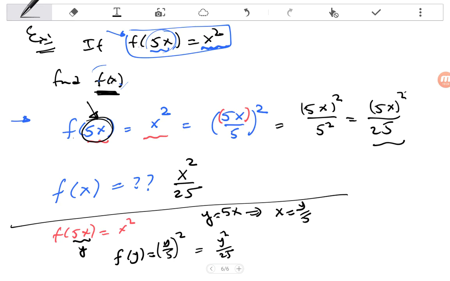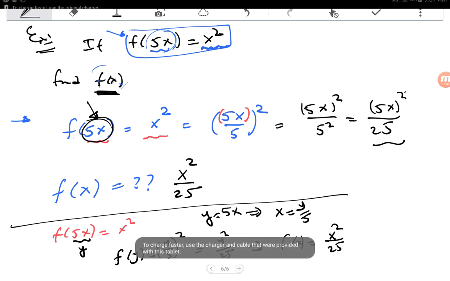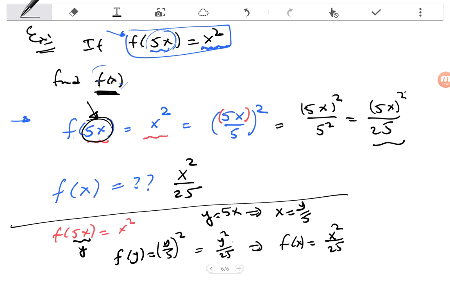So if I know now that f of y is equal to y squared over 25, what will be f of x? It will operate the same way that f operates on y, which is y over 5 all squared, so it will be x squared over 25. Okay? So that's another way to find f of x given f of 5x. So the first specification of a function is how it operates on the input.